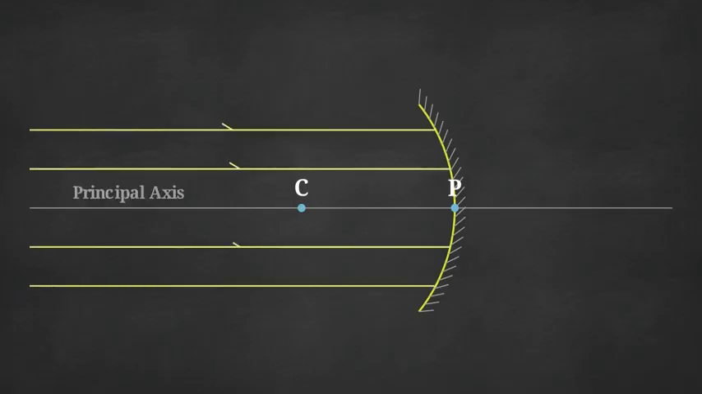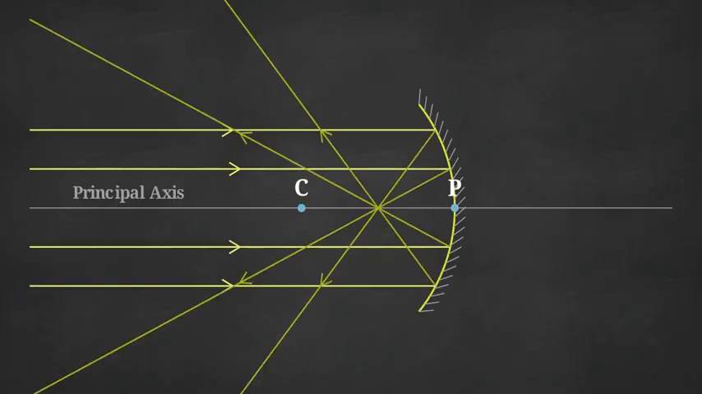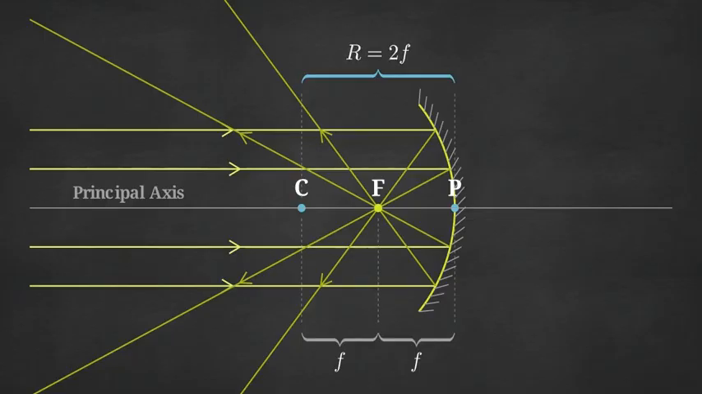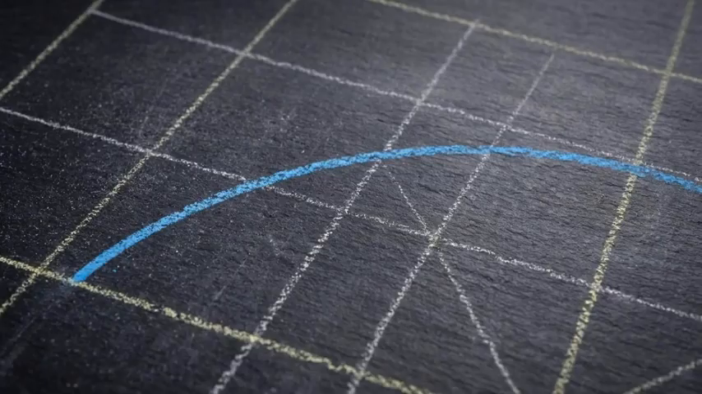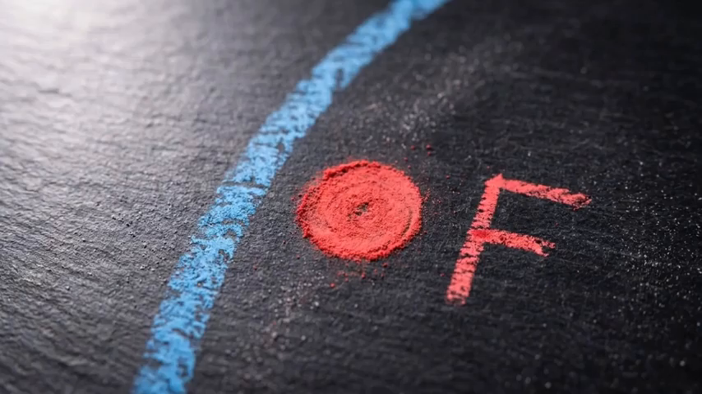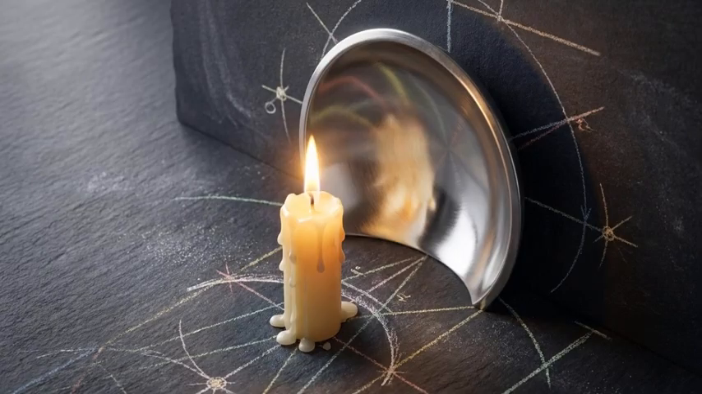This is our baseline. If we fire a beam of parallel rays at this mirror, they reflect and intersect at a single point on that axis. This point is the principal focus, or F. For mirrors with small apertures, this focus point sits exactly halfway between the mirror's surface and the center of curvature. The total radius is always twice the focal length. We now have our map: the pole, the focus, and the center of curvature. This framework allows us to translate a physical object into an optical image.